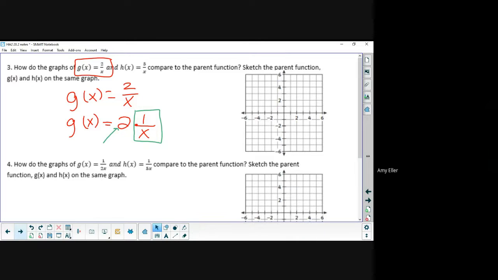So we are going to graph h of x, which says 5 over x. That's a 5. Again, if it helps you, write it as 5 times 1 over x, which shows you the parent function. We're not adding, not going left, right, up, down. We're vertical stretch by 5.